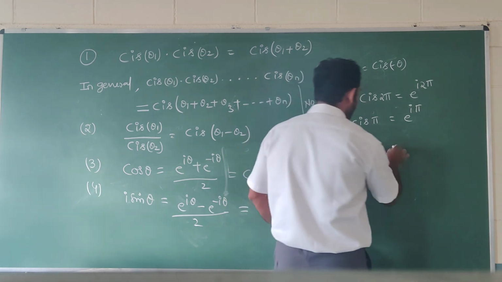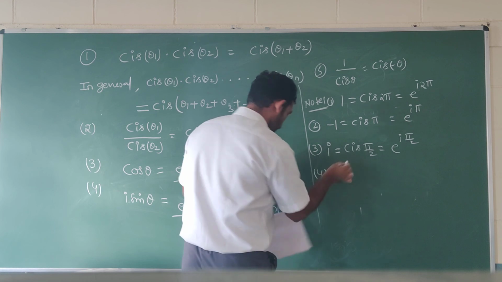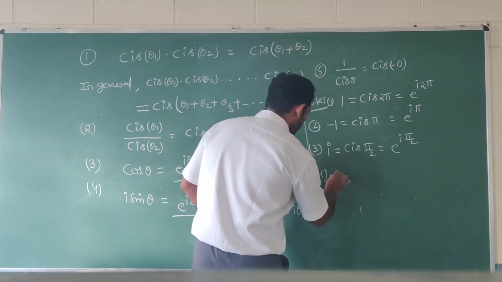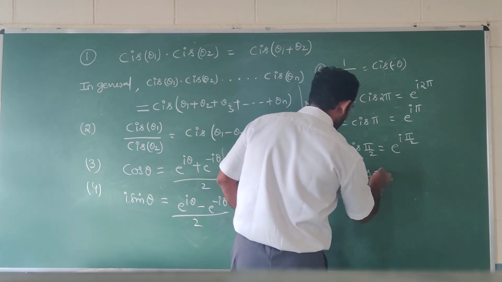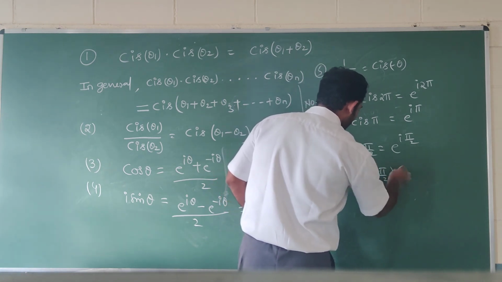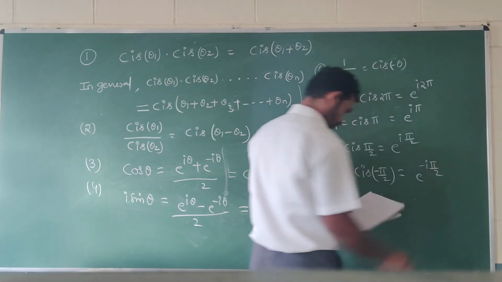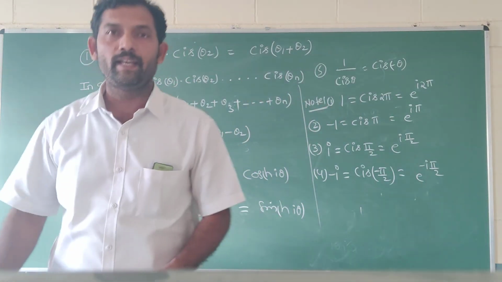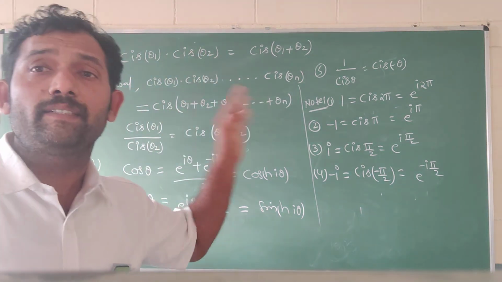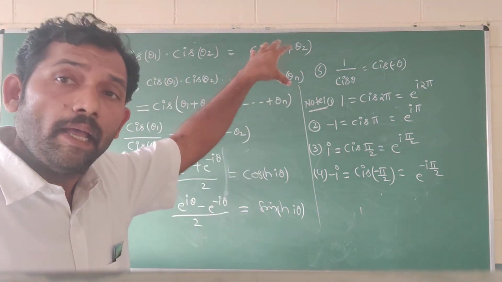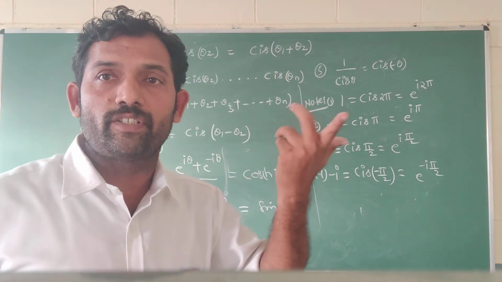It is equal to e^(i pi by 2). Next, fourth point, minus i = cis of minus pi by 2. This is written in Euler's form as e^(-i pi by 2). All of you read and practice all the points. The remaining concepts we will discuss in the next class.